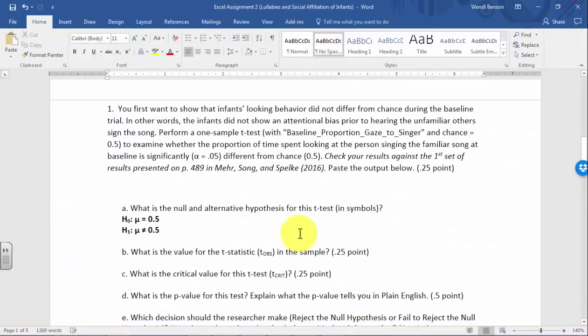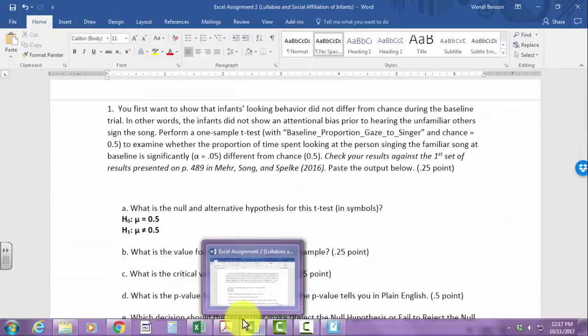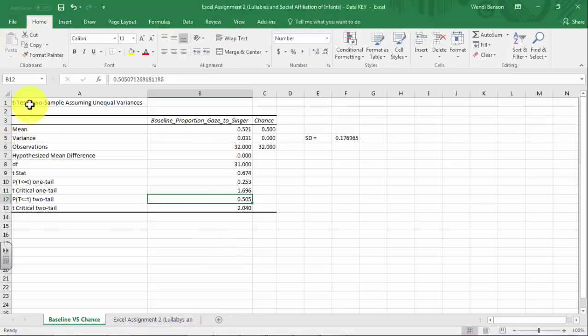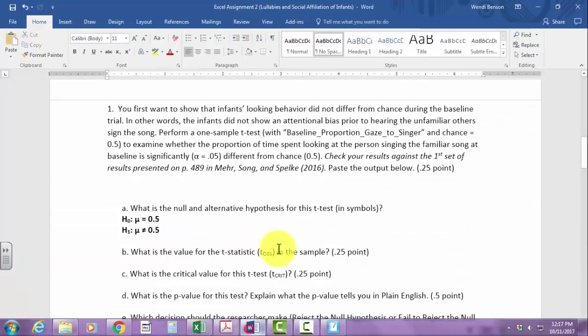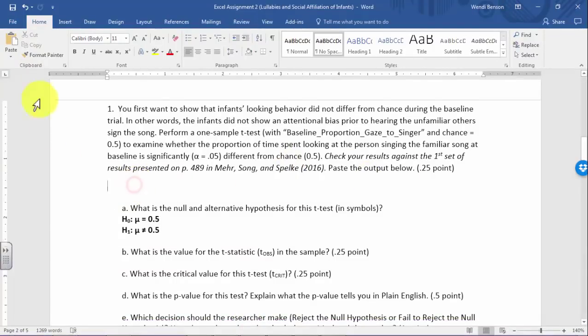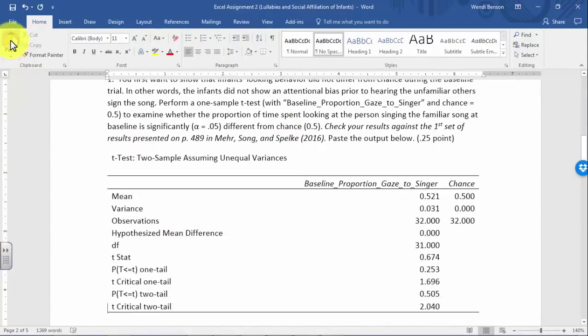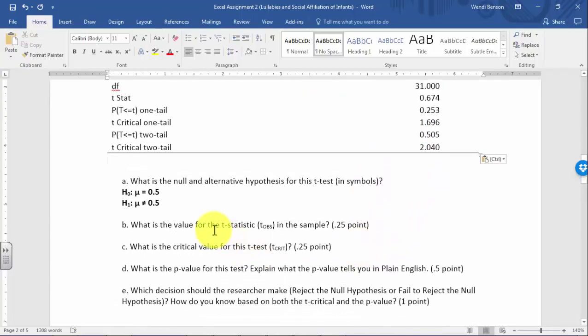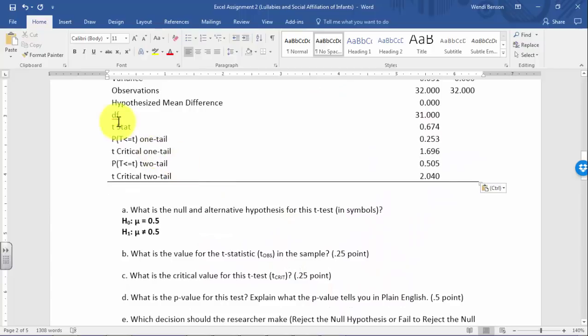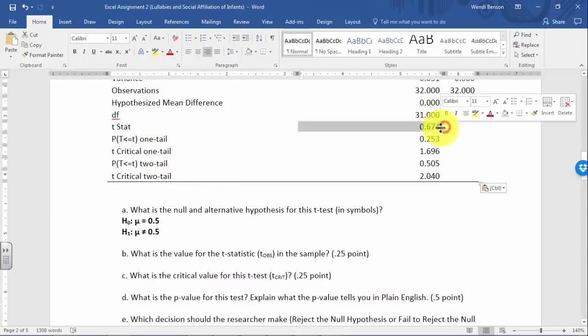All right. So let's go ahead and copy and paste our output. So now those notes have magically disappeared. Control C to copy, or you can click copy, put them in, see right here, paste the output below, click right here. You can hit paste if you want, or Control V to paste. This looks good. So now what is the value for the t statistic? That's your t observed, right? That's this guy right here.